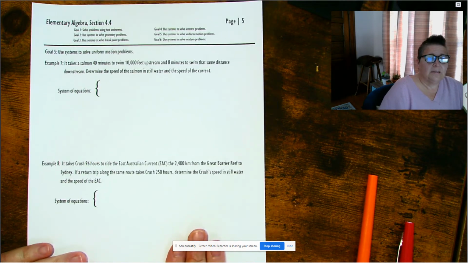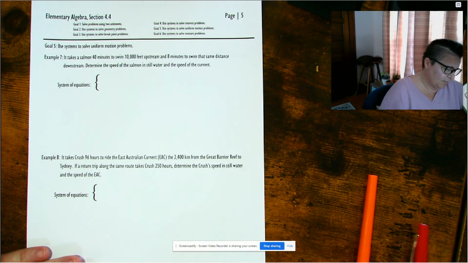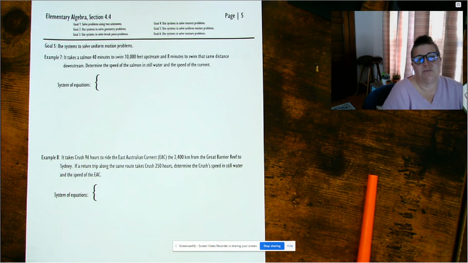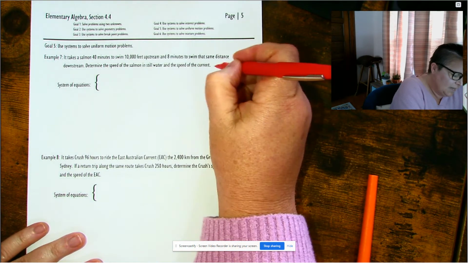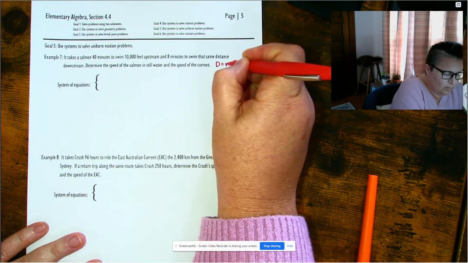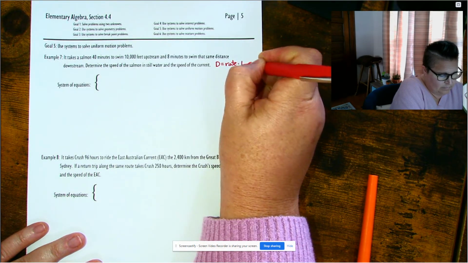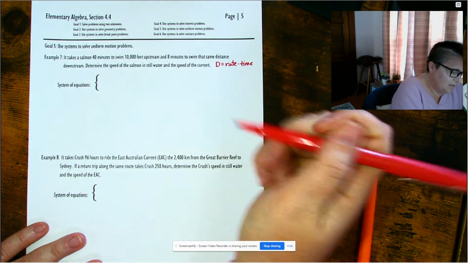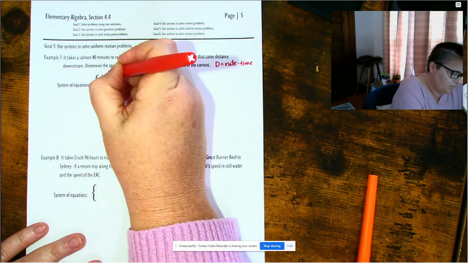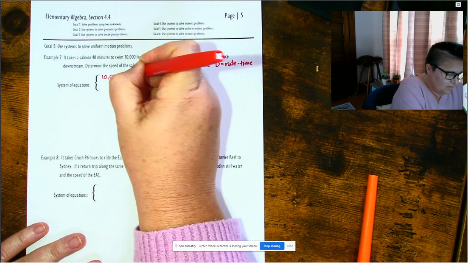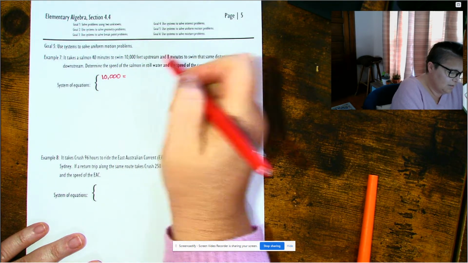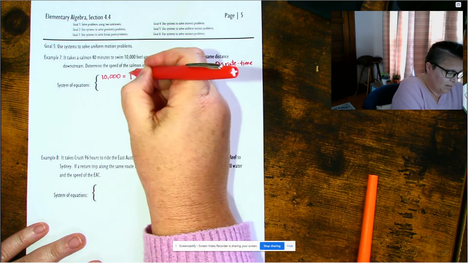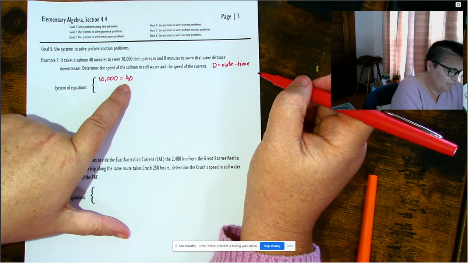All right. Using systems to solve these uniform motion problems. It takes a salmon 40 minutes to swim 10,000 feet upstream and 8 minutes to swim that same distance downstream. Determine the speed of the salmon in still water and the speed of the current. Keep in mind that distance is equal to rate times time. This tells us that the 10,000 feet, that's our distance, is going to be equal to some rate times the time of 40 minutes.